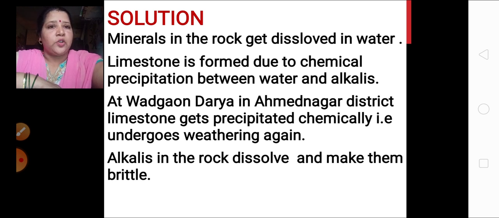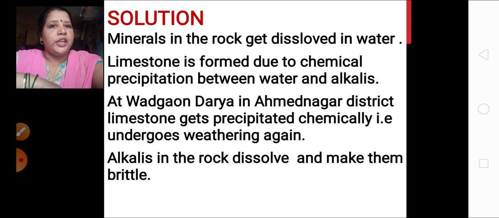There is a place called Wadgaon Darya in Ahmednagar district. Now in this place, limestone gets precipitated chemically. Limestone precipitates, that means comes down chemically. That is, it undergoes weathering again. First of all, limestone is a weathered part. Limestone is formed because of weathering, and now again the limestone is getting weathered.